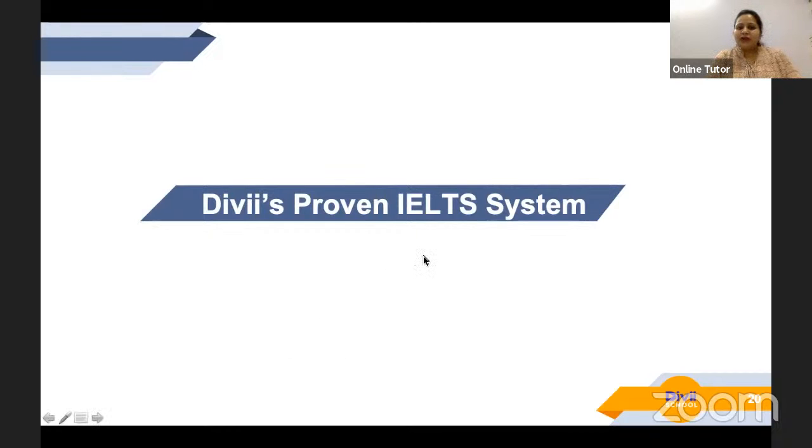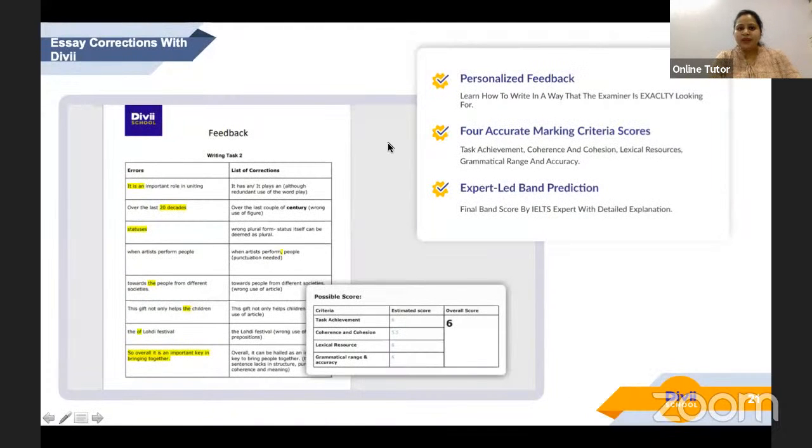Now I'll help you understand how Divii actually helps its aspirants in achieving their desired band score. So this is how we provide feedback to our students. For example, if it is a writing task and you submit your task to us for review, we not only highlight your errors, but we also suggest corrections. This feedback is very, very personalized.